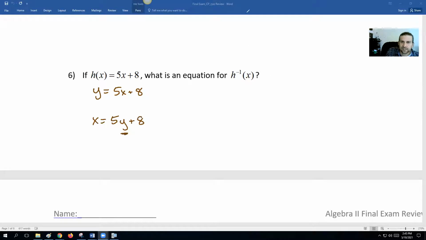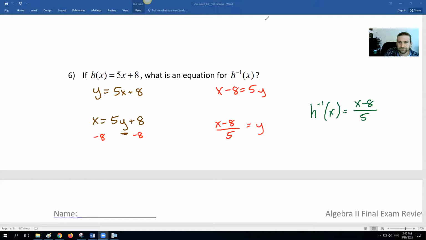We need to get this y by itself. So we'll minus 8 over, and we get x minus 8 equals 5y. We want to divide by 5 as well to get rid of that, and so we get x minus 8 over 5. We can just leave it like that because they don't divide. And once we get the y by itself, that's the inverse equation. So the inverse function is x minus 8 all over 5.